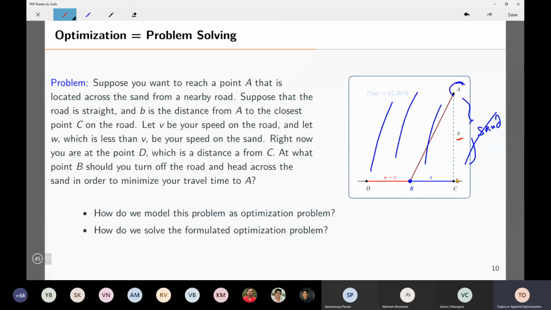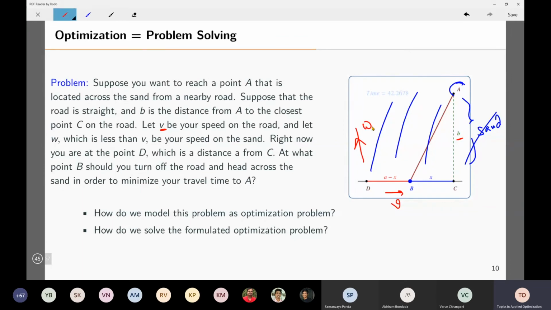Okay, so locally we are on flat space. So we can think of a straight line from point A to point C. Let V be your speed on the road. So along the road, your speed is V, and let W, which is less than V, be your speed on the sand. So if you start walking on the sand, then the speed naturally will be less.